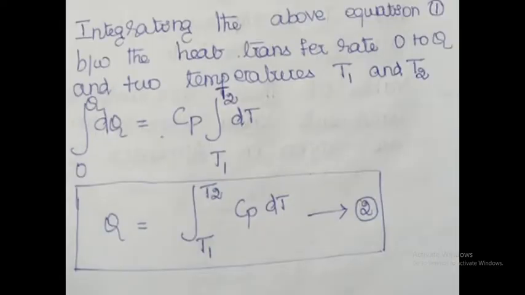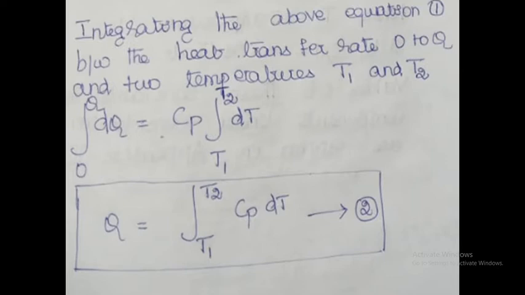Integrating the above equation 1 between the heat transfer 0 to capital Q and temperature T1 and T2, the integration of 0 to Q dQ is equal to Cp times the integration of T1 to T2 dT. The integration of 0 to Q dQ is nothing but capital Q. The limit is 0 to Q; substitute upper limit minus lower limit, Q minus 0. Finally we get capital Q, equal to the RHS integration of T1 to T2 Cp dT.